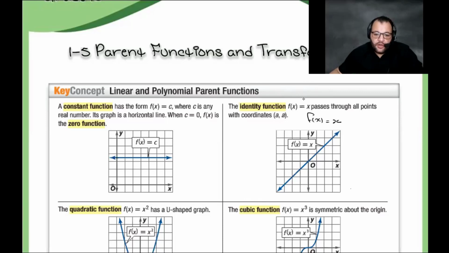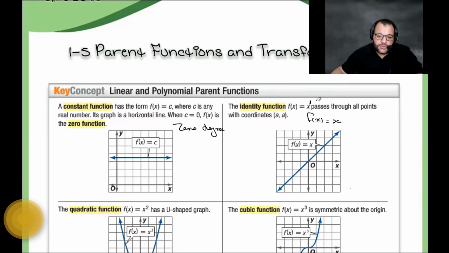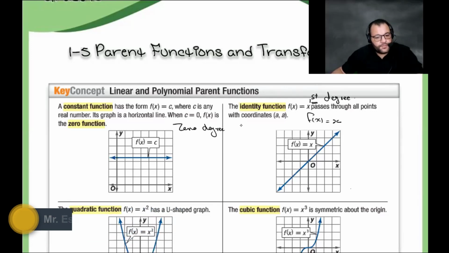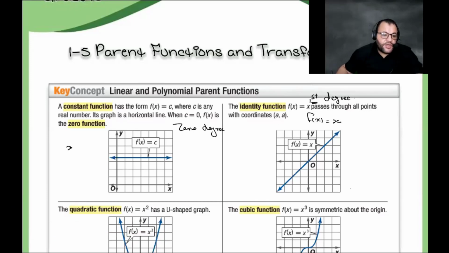So the constant function is the equation of 0 degree, and this one is the equation of the first degree, because x here is raised to the power 1. You know why the constant function is of 0 degree? Because there is no x, it means x raised to the power 0. Because there is no x, we put x raised to the power 0.